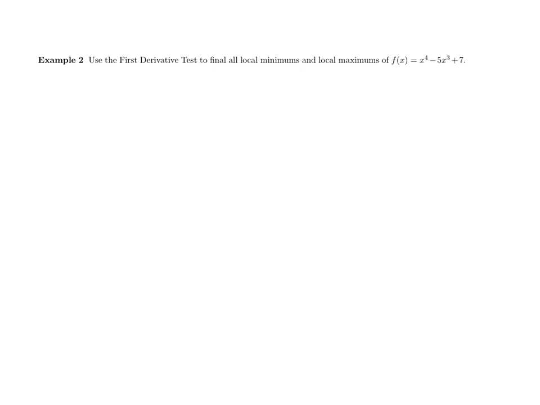The way to start this is to first find all critical numbers. So I'll take the derivative of my function, which is 4x cubed minus 15x squared. I need to check to see where this thing is undefined or equal to 0. This thing always exists, so I'm going to check to see where the derivative is in fact equal to 0.